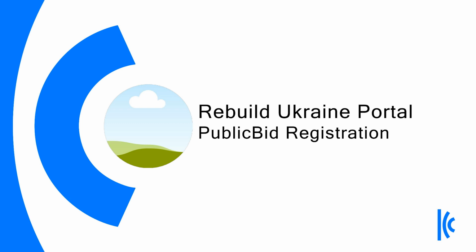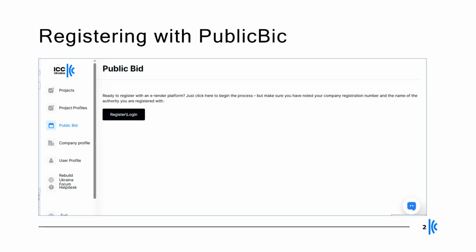So how do you register with PublicBid? The first step is to access the service from the Rebuild Ukraine portal. The only information that you may need to prepare before starting this process is to find your company registration number and the name of the authority where your company is registered. Ready? Just click on the Register Login button to open a new tab to the PublicBid page.